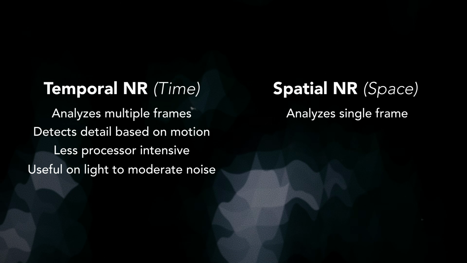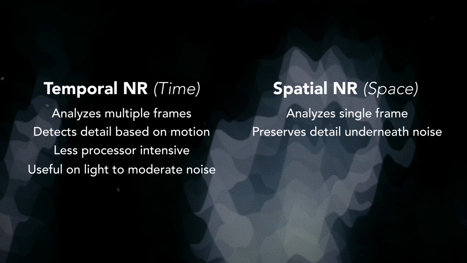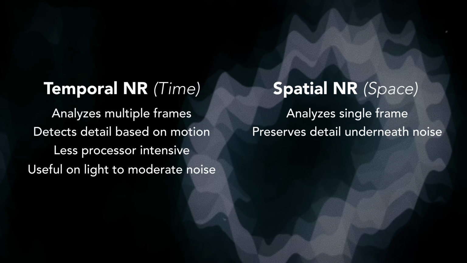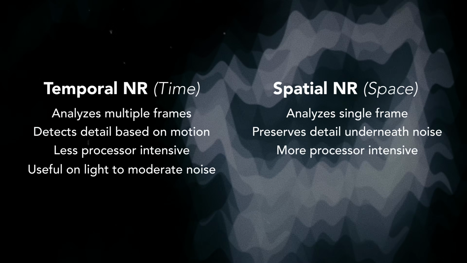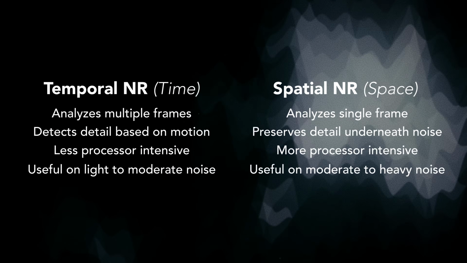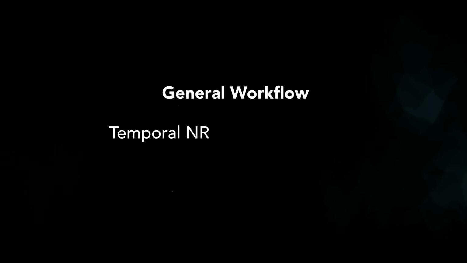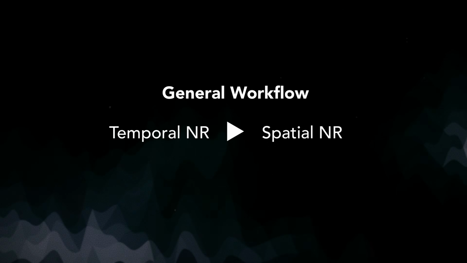Spatial NR analyzes inside the current frame and it reduces the noise in more noisy parts of the image while maintaining detail in other parts of the image. So these controls are more processor intensive, but they're usually used to further reduce noise that the temporal NR controls aren't able to. So the general workflow with these tools is to start with temporal NR, and then if you need to, you go to spatial NR to reduce the noise even further.